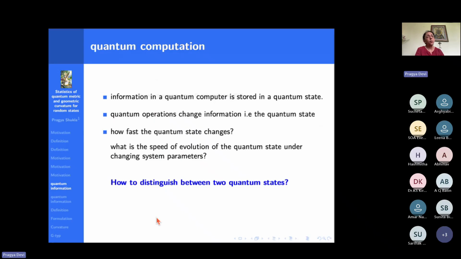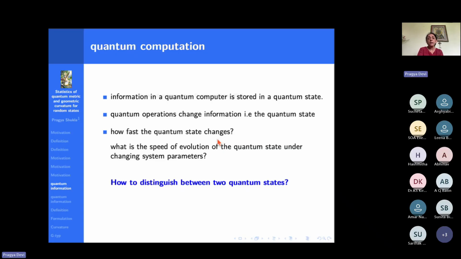So what about quantum information? In quantum computation, let me just motivate you. Information in a quantum computer, as all of us know, is stored in a quantum state, and quantum computer means you are doing some quantum operations on these bits of the quantum system, which are qubits or the quantum states.